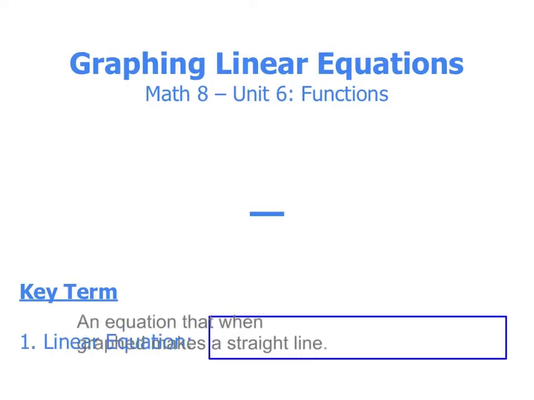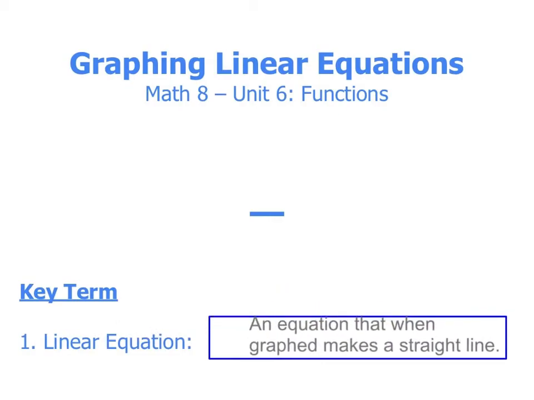A linear equation is an equation that when graphed makes a straight line. So a good way to remember it is linear has the word line in it. If you don't make a straight line when you graph your linear equation, you know that you've made a mistake. Let's take a look at example A.